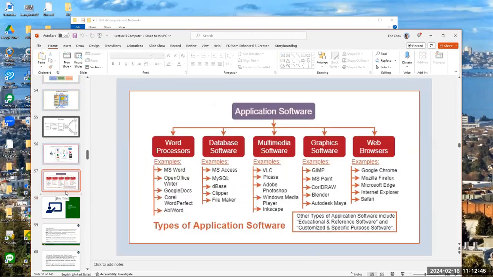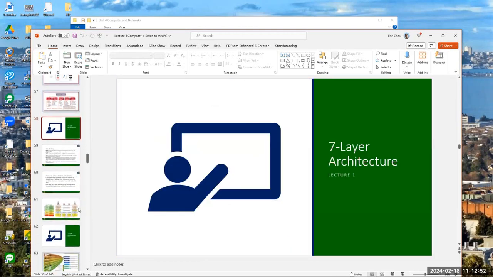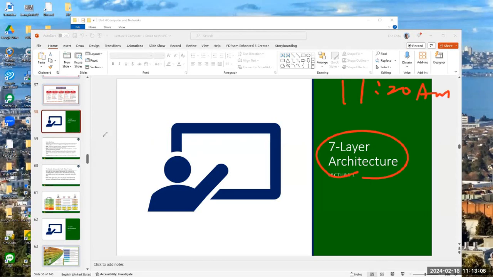Okay. So let's have a break. And after the break, we are going to start looking at the 7-layered architecture, the lower 3 levels. Okay. So now it's 11:12. Let's break until 11:20. Okay. We will start to look at the internet.